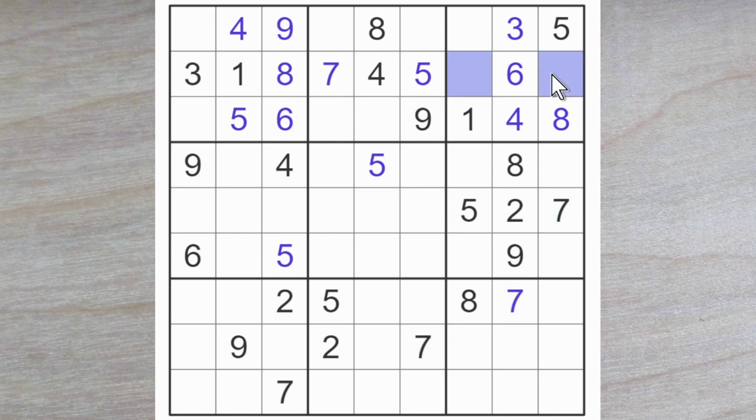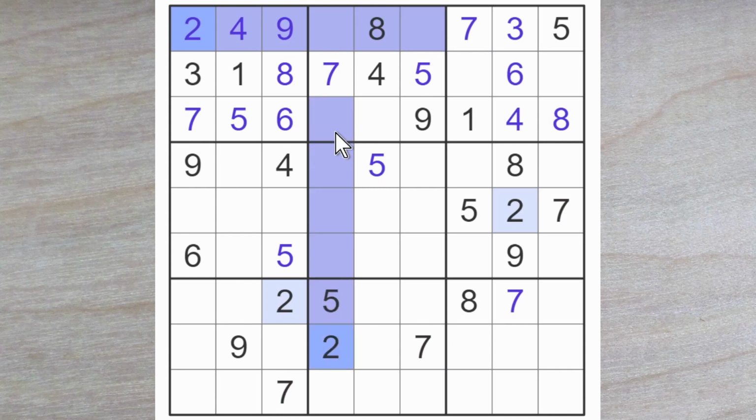This is now a 2 and a 9, and therefore this must be a 7, making this a 7 and this a 2. This 2 blocks over, this 2 blocks up, therefore a 2 must go here. The last digit here, of course, needs to be a 3. And these two squares now must be a 1 and a 6.